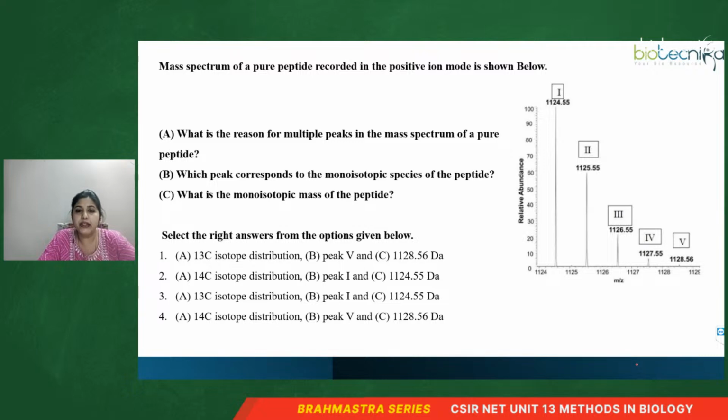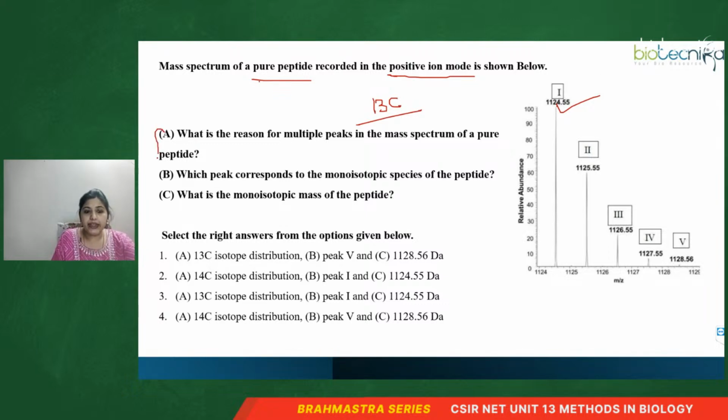So don't do selective study when you are studying spectroscopy. That is subunit C of Unit 13. It is about biophysical methods where you study all the spectroscopy techniques. So don't do selective study. At least learn the important ones, that is NMR, UV visible, circular dichroism, mass spectrometry. And be familiar with what happens in fluorescence spectroscopy and also infrared spectroscopy. So let's go through the question. The question is: mass spectrum of a pure peptide recorded in the positive ion mode is shown below. So this is the spectrum.